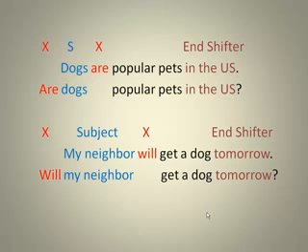My neighbor will get a dog tomorrow. The X word is will. I can move it to the front to make a yes or no question. Will my neighbor get a dog tomorrow? My neighbor's the subject. It's the words between the two X word places.